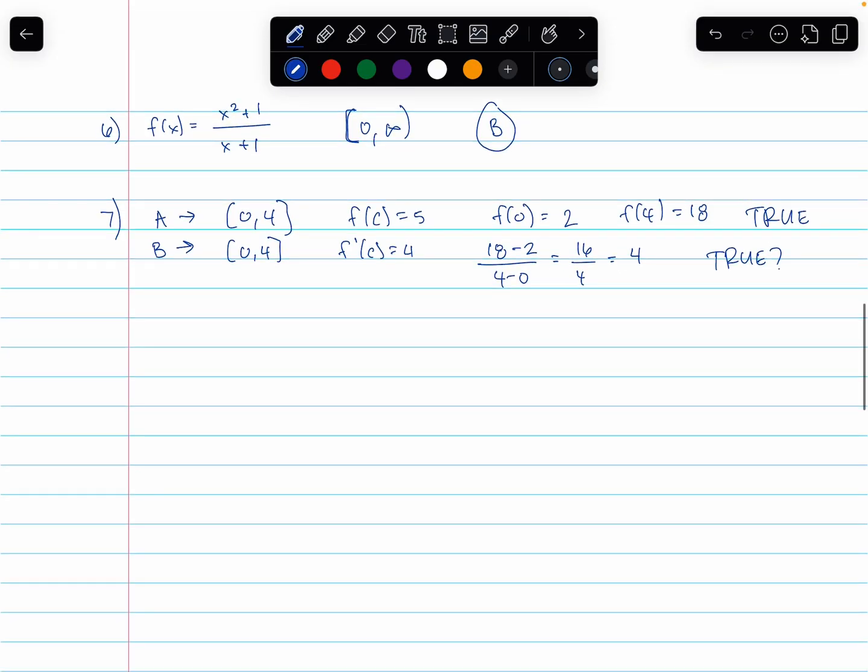Question mark. Let's check C. So by the extreme value theorem applied to f on the interval from 0 to 4, there is a value c such that f of c is less than or equal to f of x on the interval from 0 to 4. So, okay, it just clicked. I think B is false.